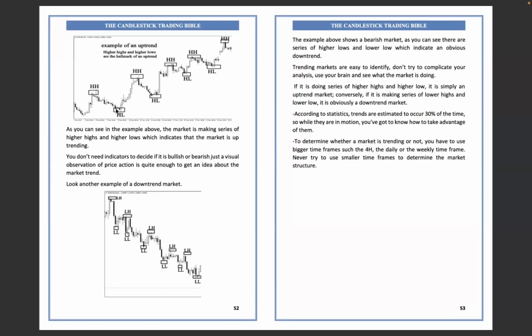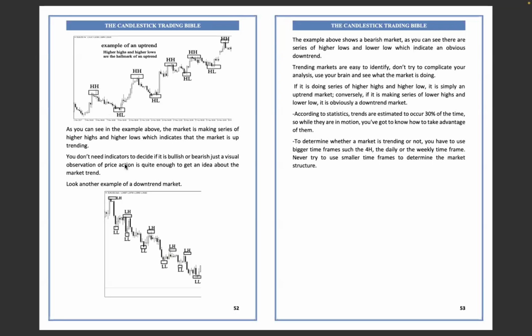Okay, and then the opposite is for the downtrend. So let's read what the book says. In here, the market is making higher highs and higher lows, which indicates that the market is uptrending. You don't need indicators to decide, blah blah blah. So visually you can just tell what's happening here. It's creating higher highs, higher lows. And then we go to the downtrend.